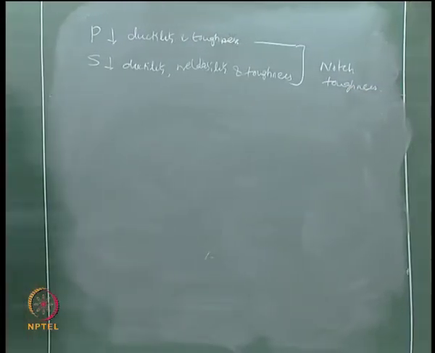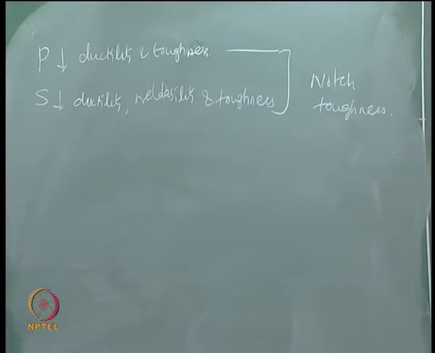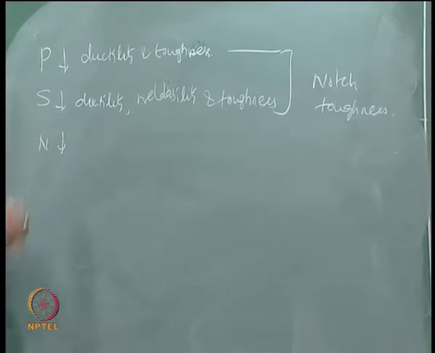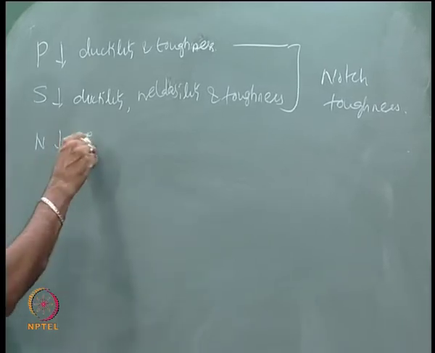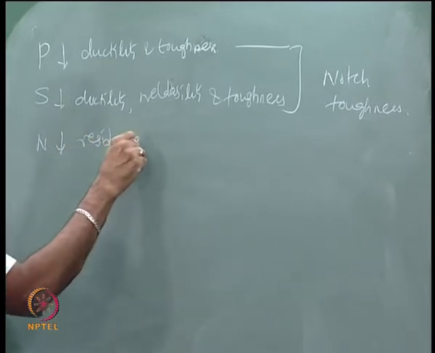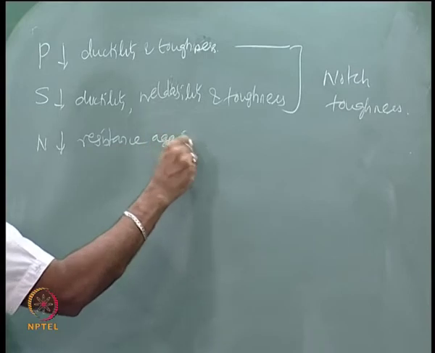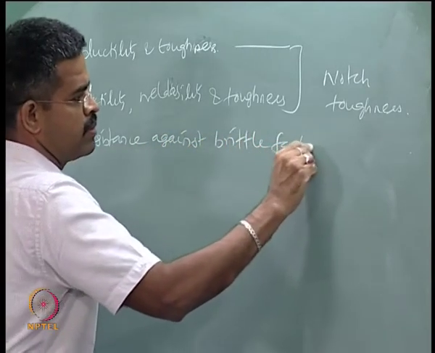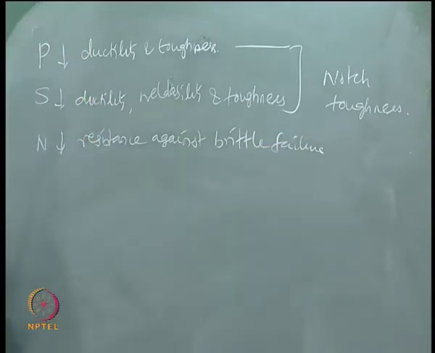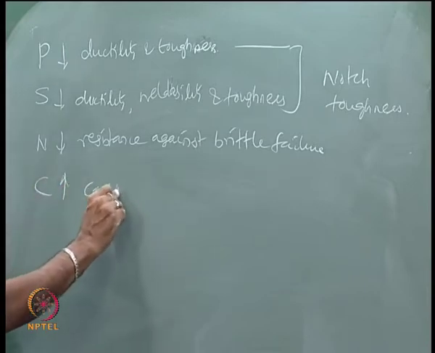Nitrogen decreases the resistance against brittle failure. It means it promotes brittle failure. Carbon increases, of course, the corrosion resistance.